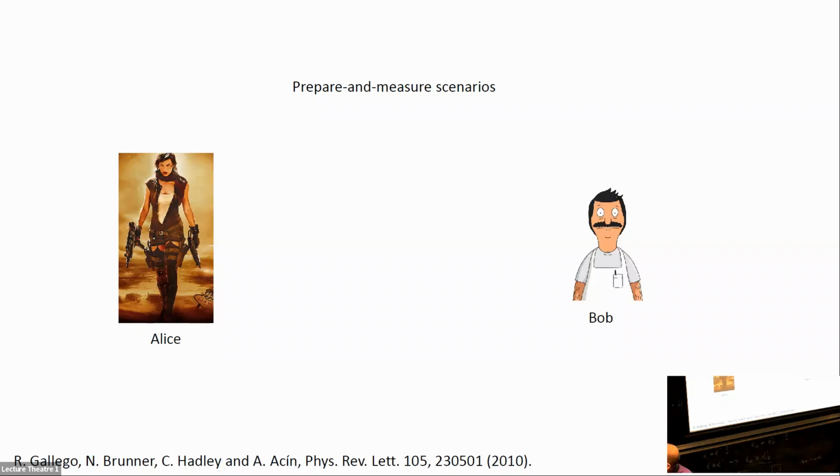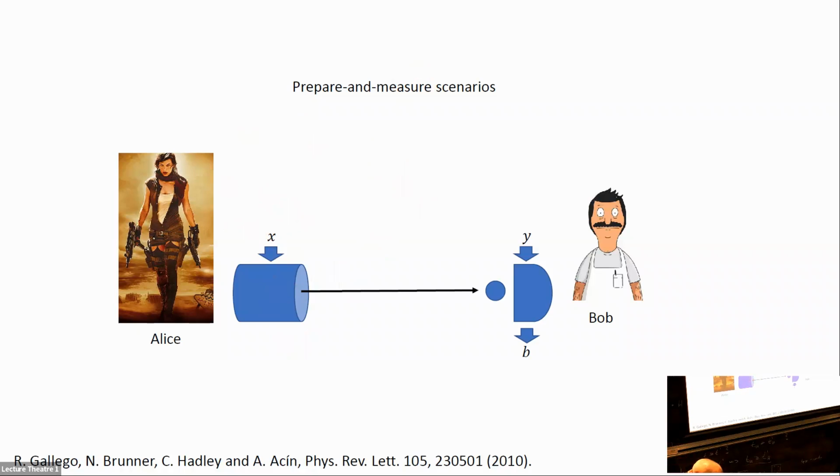Well, the scenario is this one. We have two parties, Alice and Bob. They are separated. And then one of them can choose to prepare states, which are labeled by this symbol X. And Bob can conduct a measurement labeled by Y, and he will get some result.